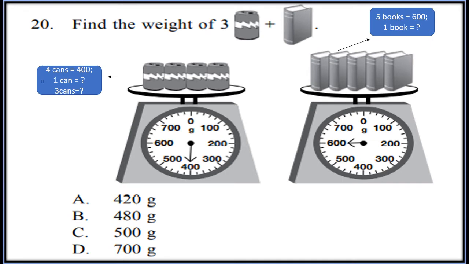Question number 20. Find the weight of 3 cans plus 1 book. Now the weight of 4 cans is given, which is 400. So first find out the weight of 1 can and then find out the weight of 3 cans. Similarly, the weight of 5 books is given. So first find out the weight of 1 book and then substitute the values in the given equation and find the weight of this equation.